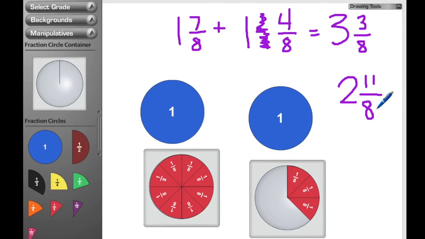I could tell myself, well, I know if I had 8/8, that would make another whole. So I could pull 8/8 out of 11/8, and that's how I would make another whole, and I would have 3/8 left over.